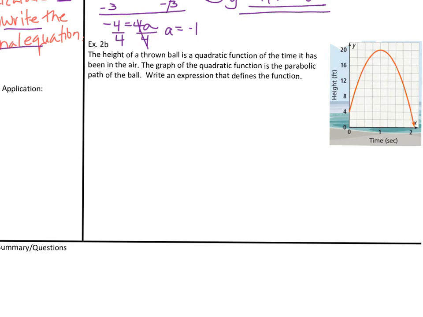Let's end lesson 2.1 with a little application. It says the height of a thrown ball is a quadratic function of the time it has been in the air. So a ball will go up in the air and then it comes back down. The graph of the quadratic function is the parabolic path of the ball. Write an expression that defines the function.